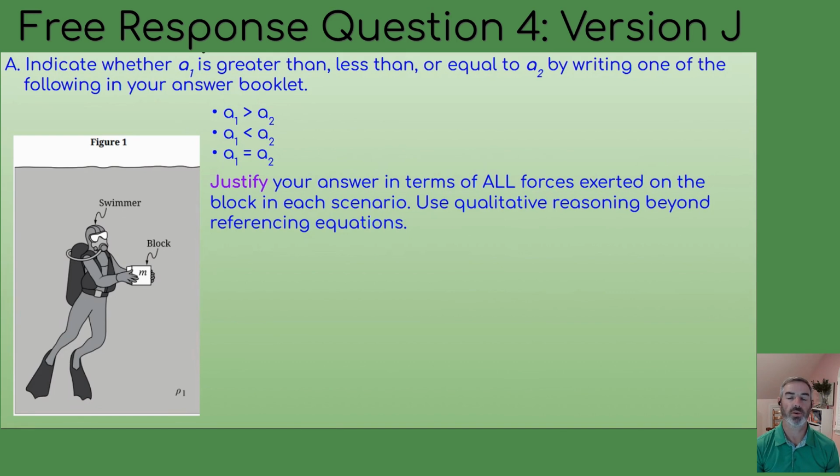So what we're going to do is we have forces, so we're going to draw a free body diagram. We know that the force of gravity is going to be the same in both scenarios because it's the same block with the same mass, so m times g will be the same for both situations. And because it accelerates upward, the buoyant force is going to be larger than the gravitational force in both scenarios. But the question is, which buoyant force is greater in order to have the greater acceleration? In the case of the salt water, we know that a2 is going to be greater than a1. So a1 is less than a2 is what we would write in our booklet.